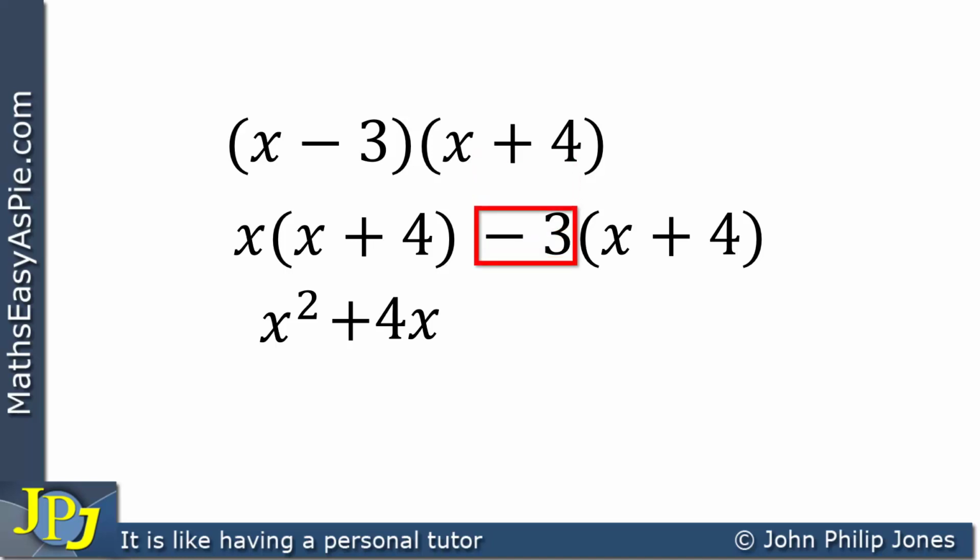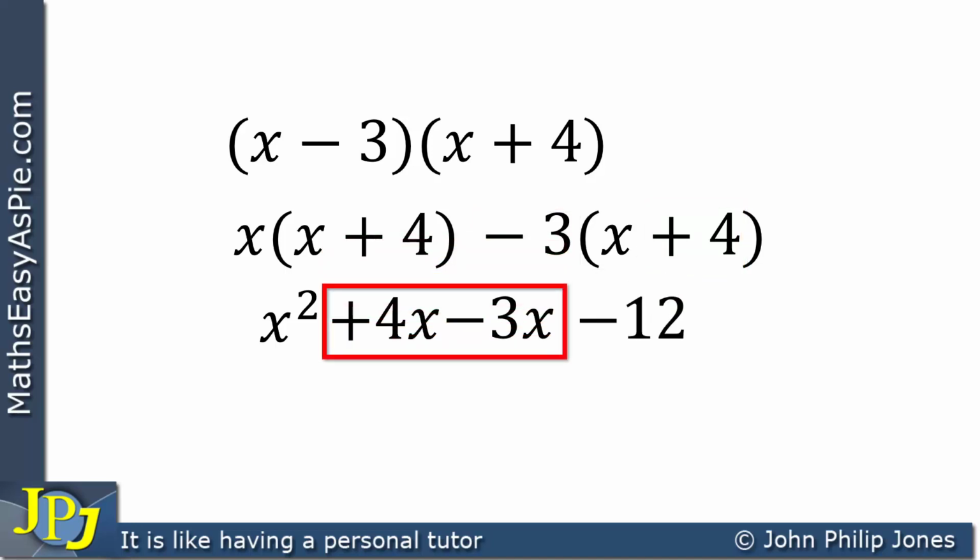We then turn our attention to -3, and -3 times this positive x will give us -3x, because a minus times a positive is a minus. We now take this -3 to multiply the +4, and 3 times 4 is 12, but a minus times a plus is a minus, so we write down -12.